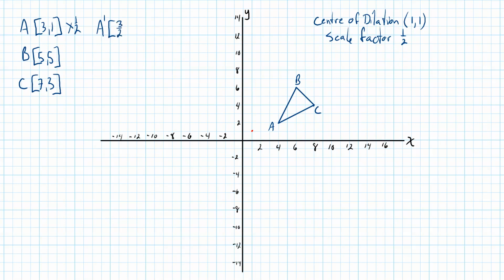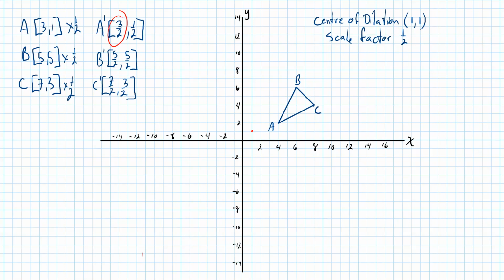So we'll just leave it as 3 over 2. And then 1 divided by 2 is going to give us 1/2. For B, the vector that gets us to B prime is going to be 5 over 2. And the vector that gets us to C prime is going to be 7 over 2.